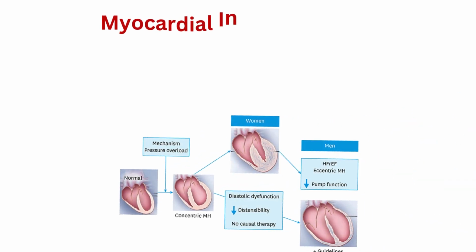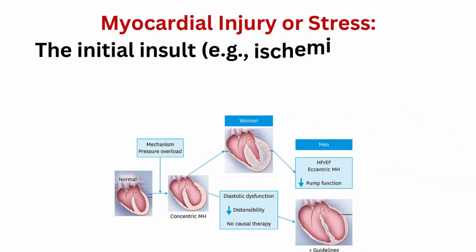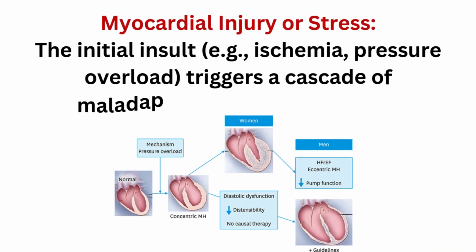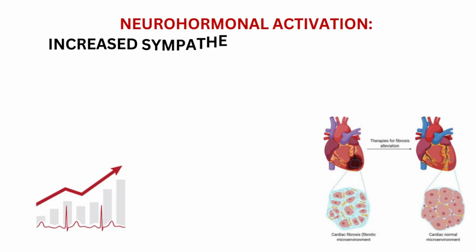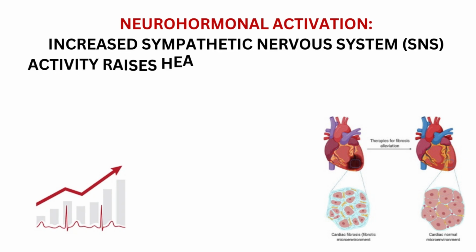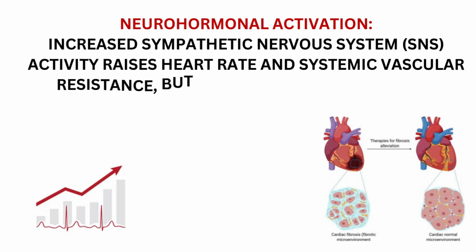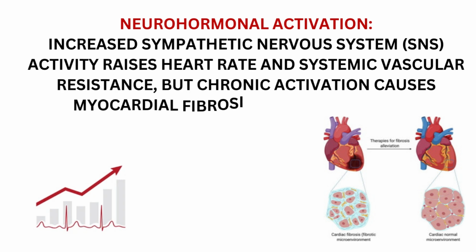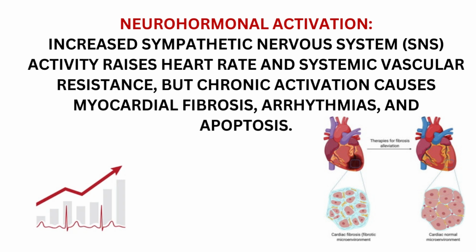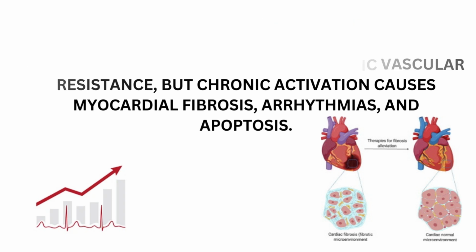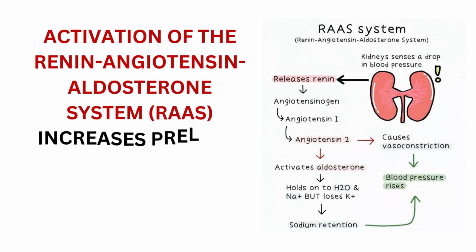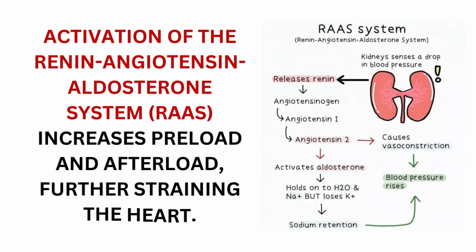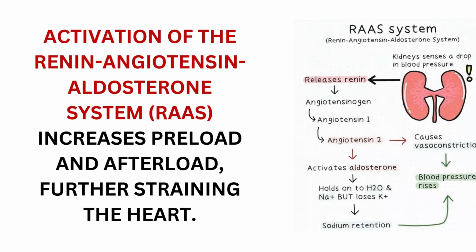Pathophysiology: myocardial injury or stress. The initial insult, e.g. ischemia, pressure overload, triggers a cascade of maladaptive changes, including neurohormonal activation. Increased sympathetic nervous system activity raises heart rate and systemic vascular resistance, but chronic activation causes myocardial fibrosis, arrhythmias, and apoptosis. Activation of the renin-angiotensin-aldosterone system, RAAS, increases preload and afterload, further straining the heart.